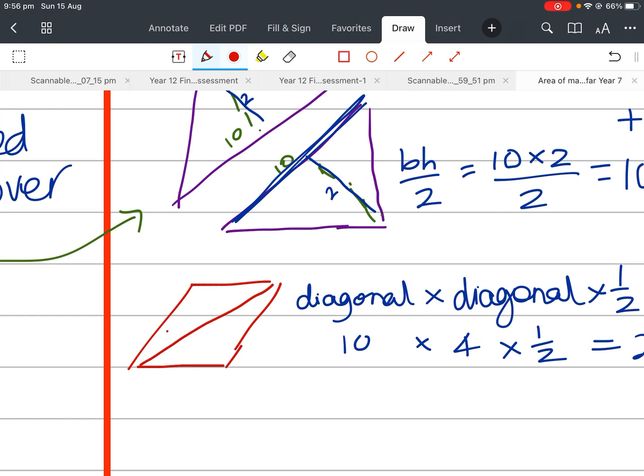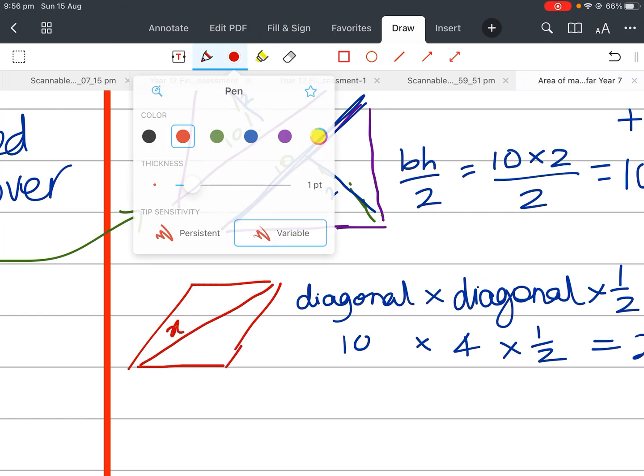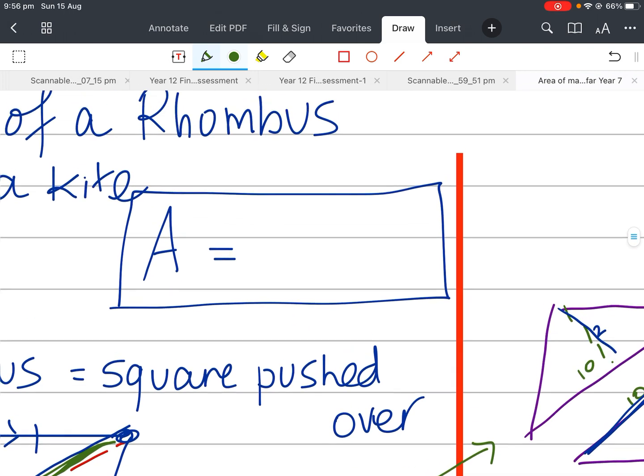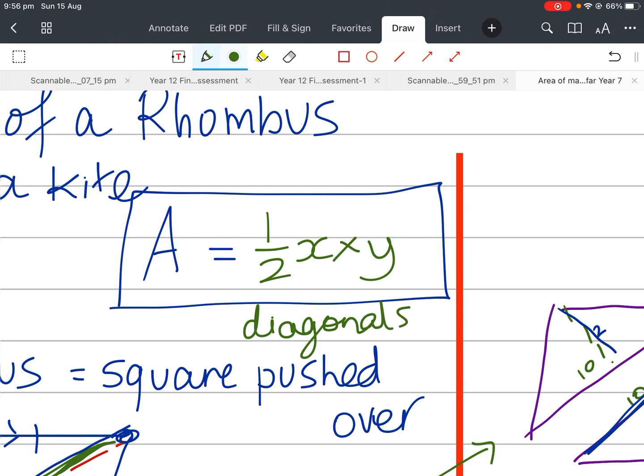We'll call this diagonal X. And we'll call this diagonal Y. It doesn't matter if you swap them over. So instead of writing the words diagonal, we use X and Y. So the formula that we actually use is half of X times Y, okay? Where the X and Y are the diagonals.